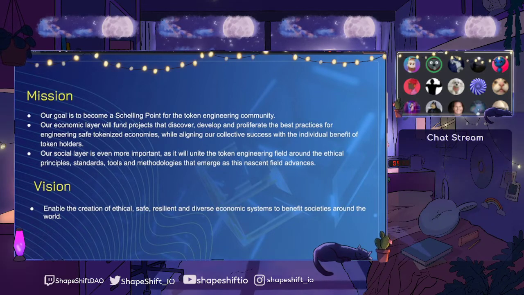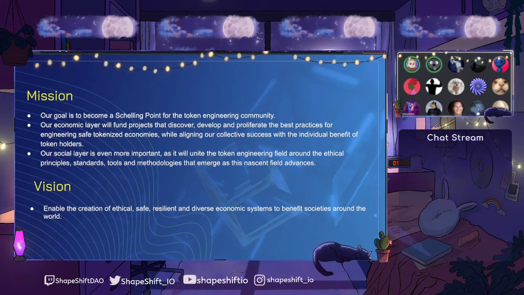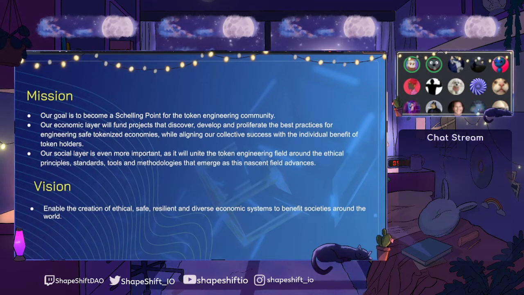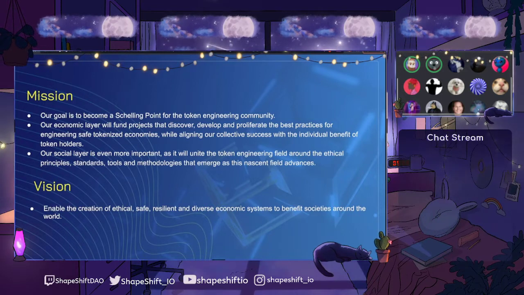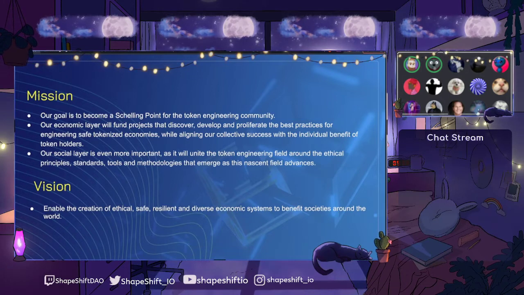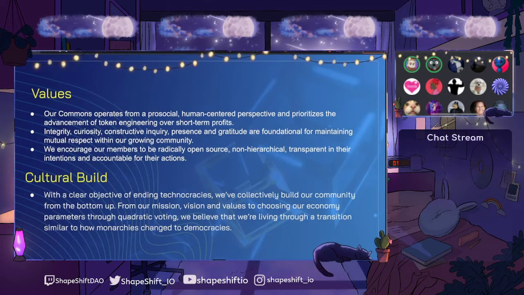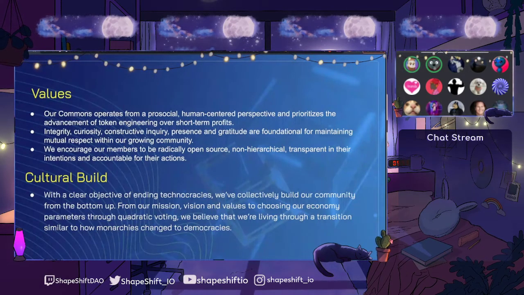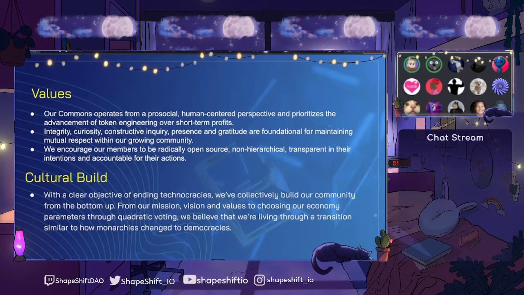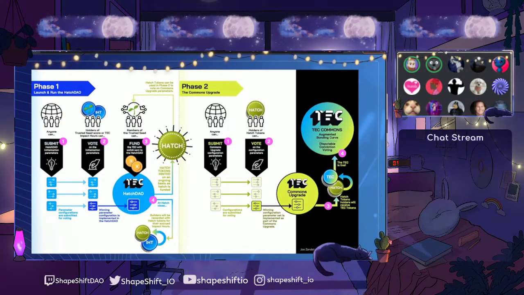One of the things that we started doing differently is that we collectively iterated our mission, vision, and values. The community got together and made some proposals around this, and there was some discussion, and in the end this was also collectively designed with the help of our cultural build. So, doing a general overview of the Token Engineering Commons, we are divided into two phases.